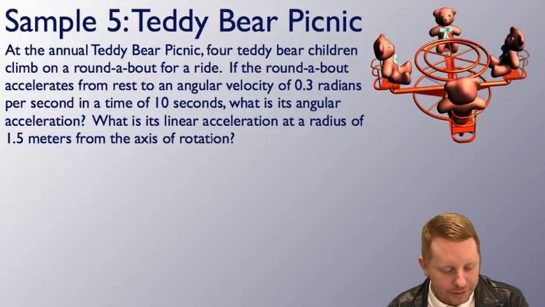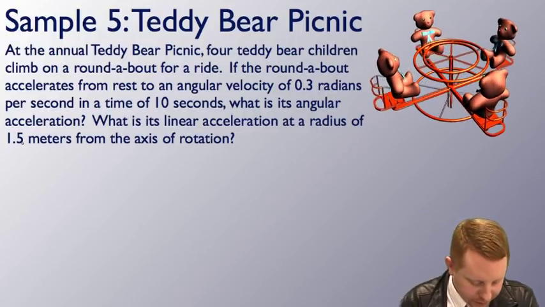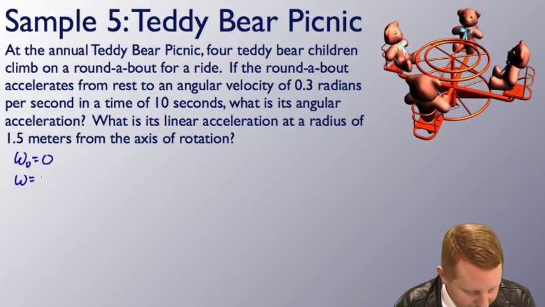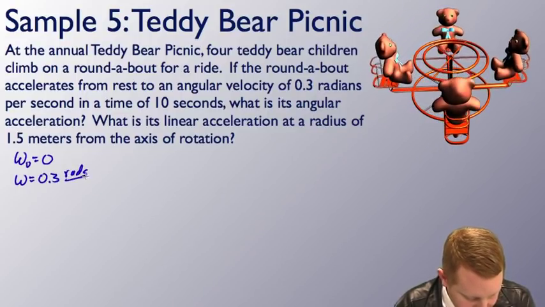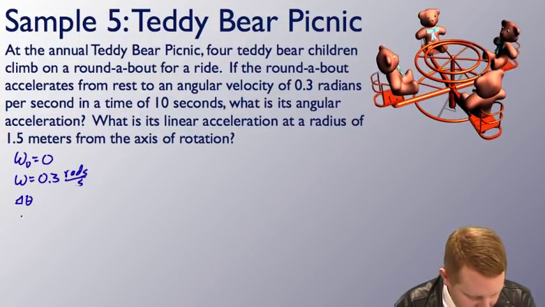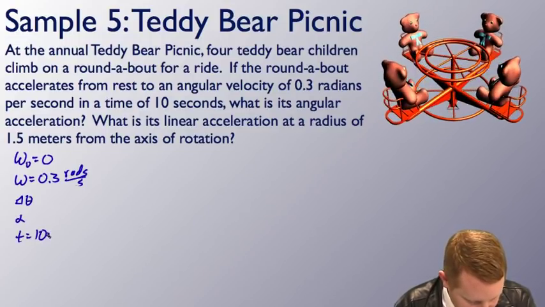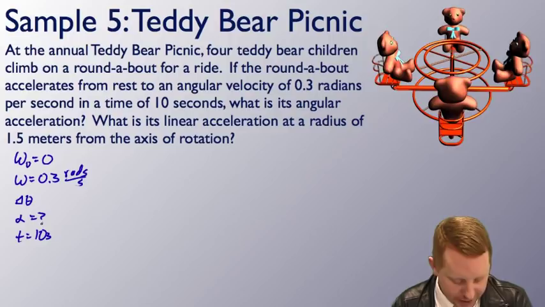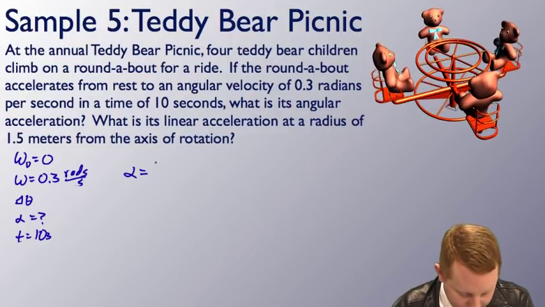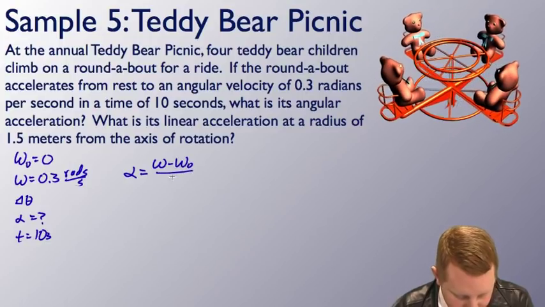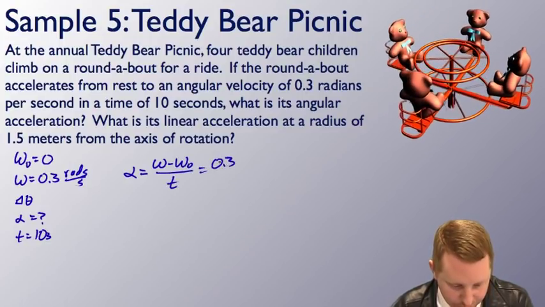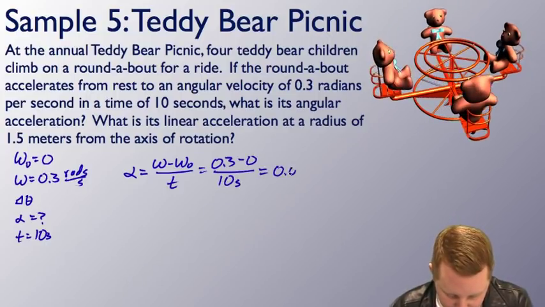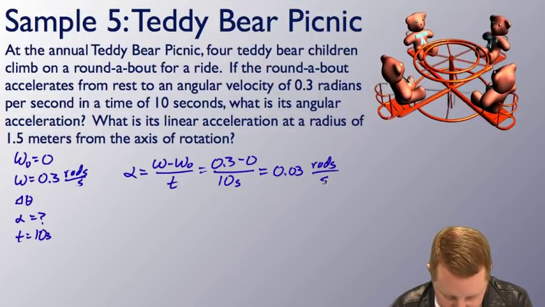Well, let's start out by finding its angular acceleration. To do this, I'm going to write down everything I know. Omega initial is 0. Omega final is 0.3 radians per second. We don't know delta theta, we don't know alpha, and we know the time is 10 seconds. We want to know what alpha, our angular acceleration, is. So I'll use my kinematic equations to find that angular acceleration alpha is omega minus omega initial divided by time, or 0.3 radians per second minus 0 over 10 seconds, which is just going to be 0.03 radians per second squared.